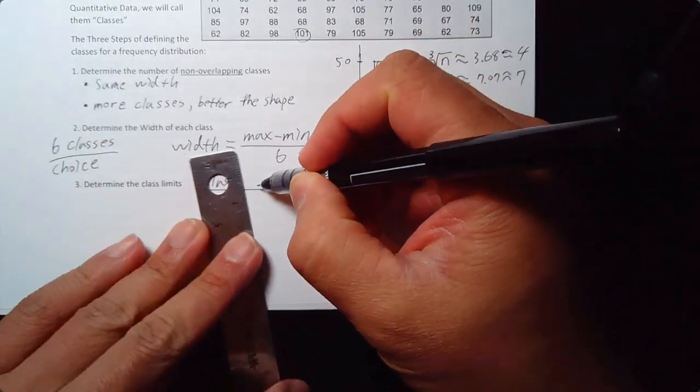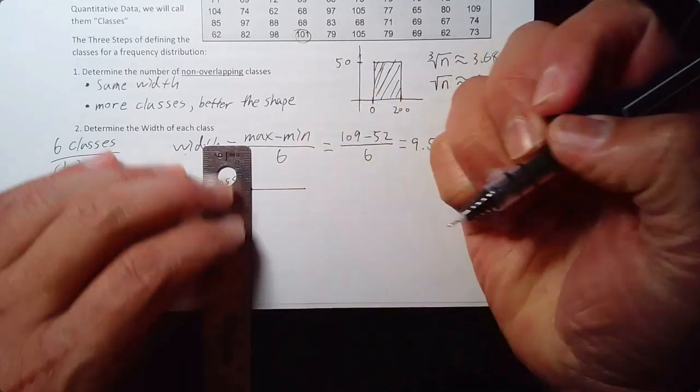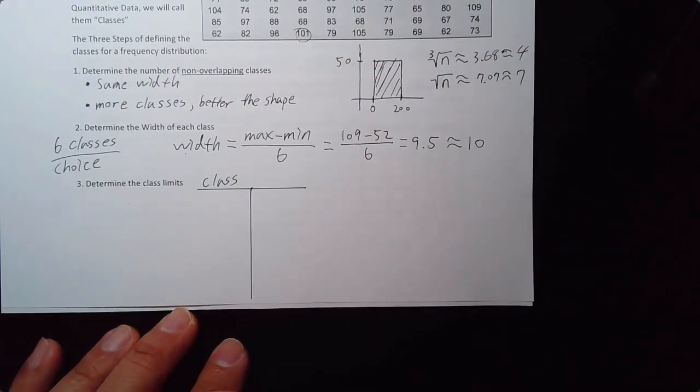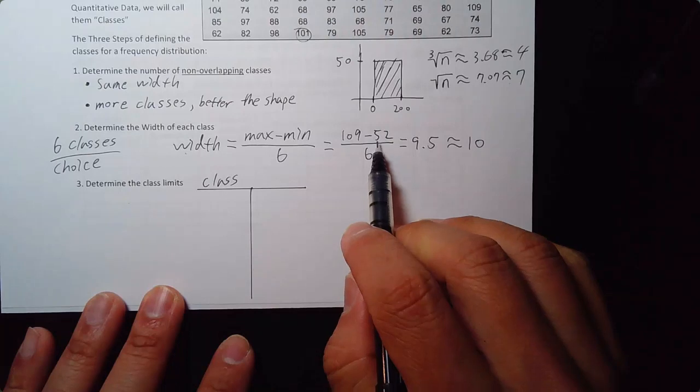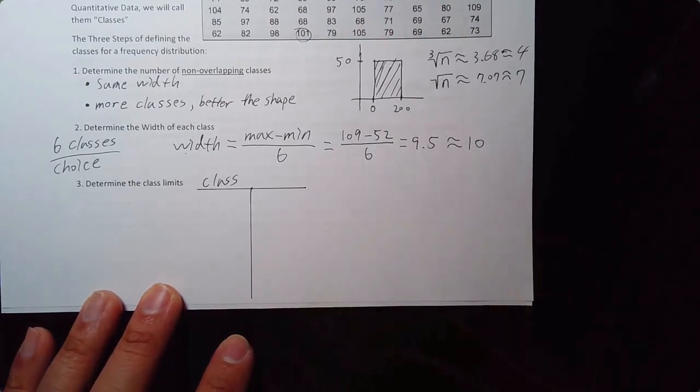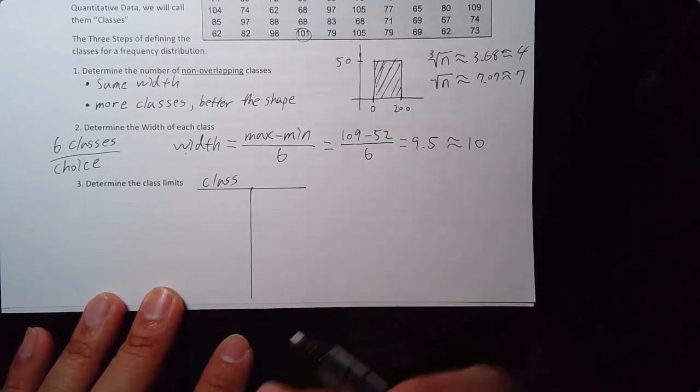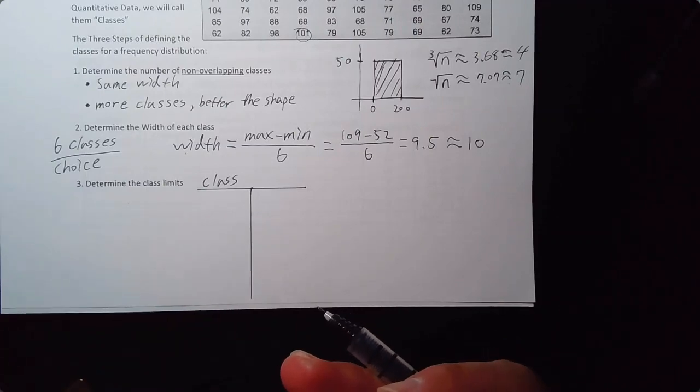Okay, and you just have to make sure your width is 10. Now my minimum number is 52. Okay, and here you have a lot of freedom. Right? It's up to you. You just have to make it look nice, make the table look nice.